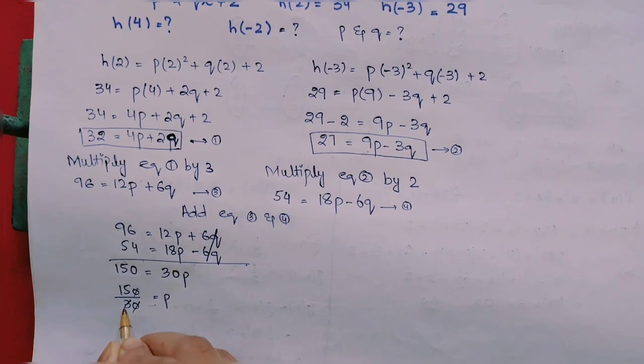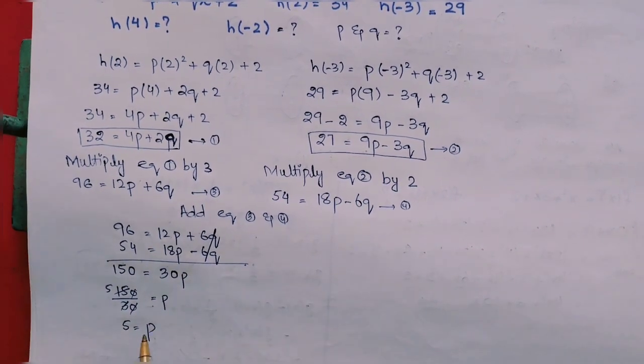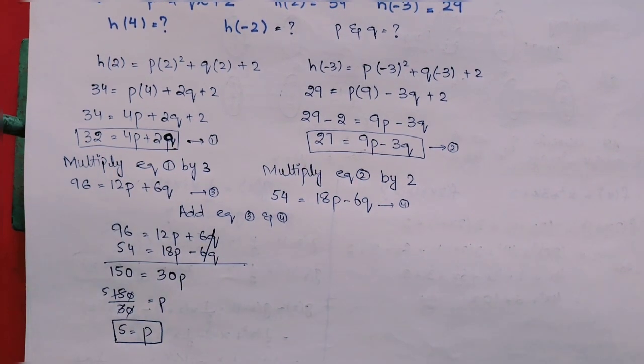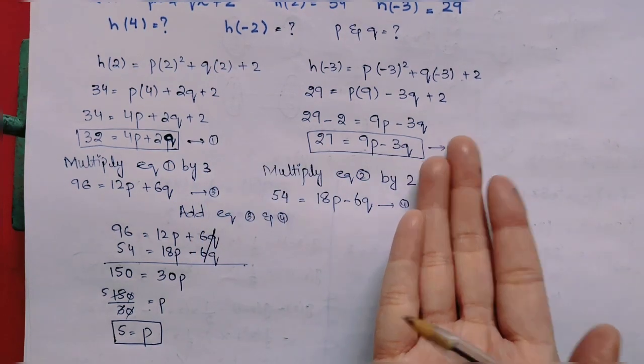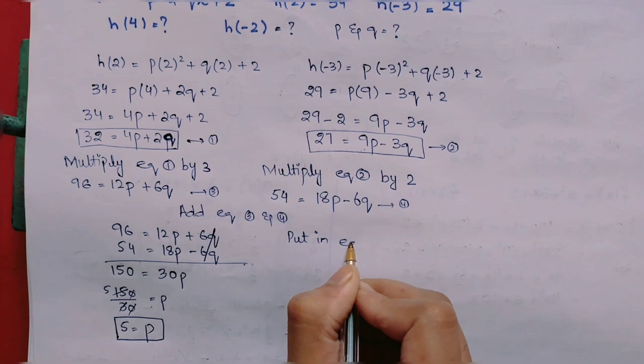0 and 0 cancel, 3 1s are 3, and 3 5s are 15. It means what is the value of p? Its value is 5. Now you can find the value of q easily by putting the value of p in any equation, either equation number 1 or equation number 2. I'm putting equation number 1.